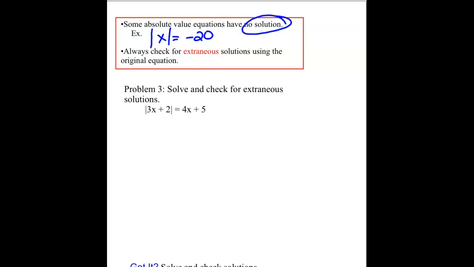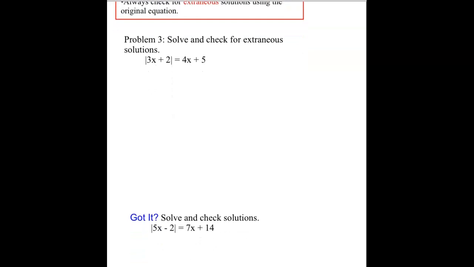The next hint we have here is to always check for extraneous solutions using the original equation. Extraneous solutions, you may have heard that term before. These are solutions that don't actually work. We haven't done anything wrong mathematically, but by getting rid of the absolute value bars, we create some issues at times.